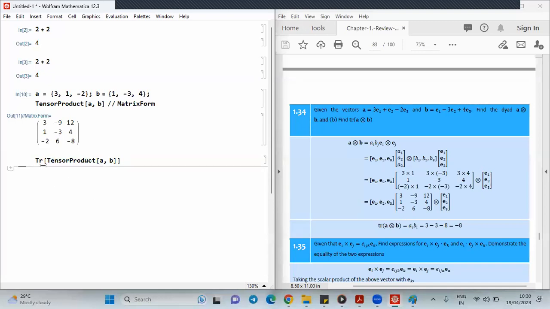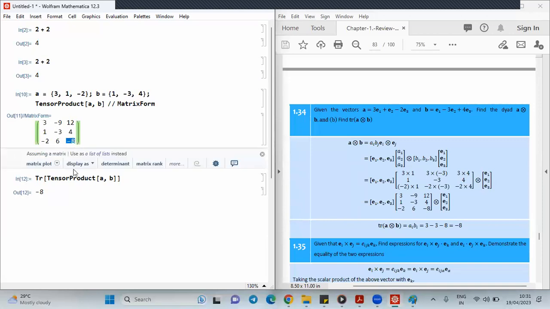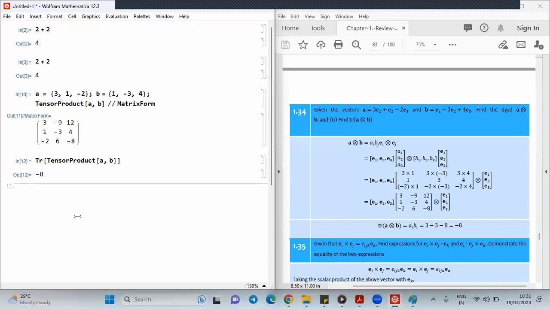Let's look at it together. Inside this bracket, we have the tensor product of A and B to give us this matrix. And then we have TR to find us the trace afterwards, right? I believe this is self-explanatory. Once we run this code, it's going to give us the -8 that we predicted. So it literally just took the sum of the diagonal elements in this particular matrix, and it gave us that sum, which is our trace.